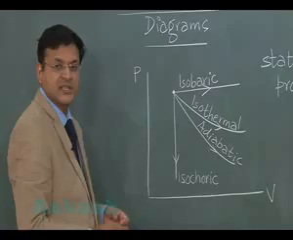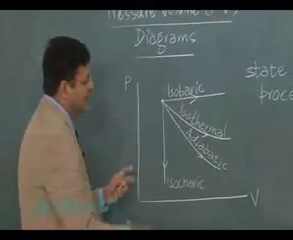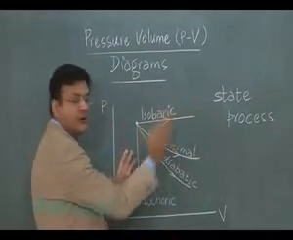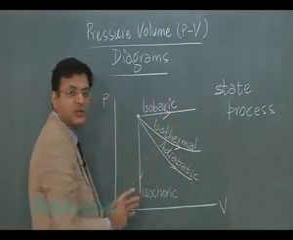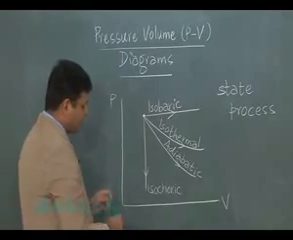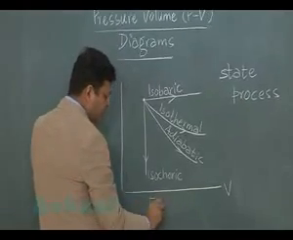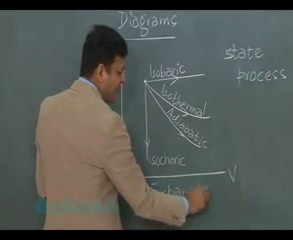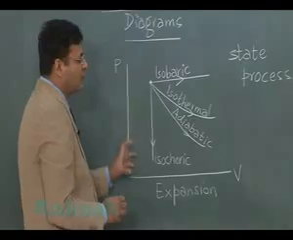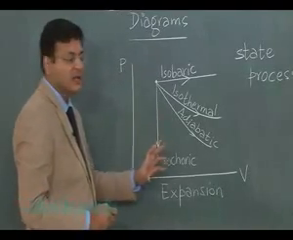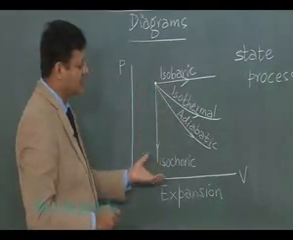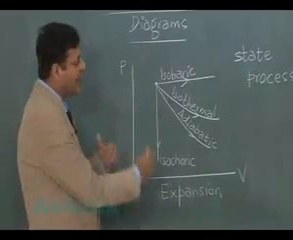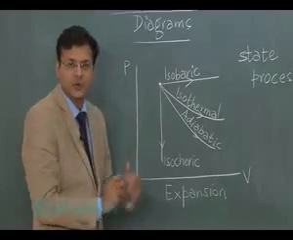Now in all the 4 processes, you can clearly see that the volume has the tendency to increase, because you see the graph is going from left to right, so volume is increasing in all such cases. Then I can call all such processes expansion. You see, when the gas is expanding, then only the volume will have the tendency to increase. So you can say all 4 processes correspond to the expansion process. You can have all such processes for compression as well.